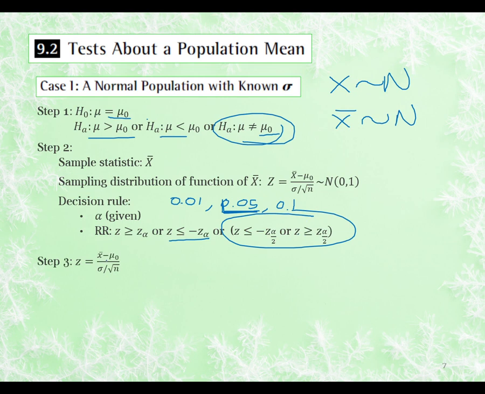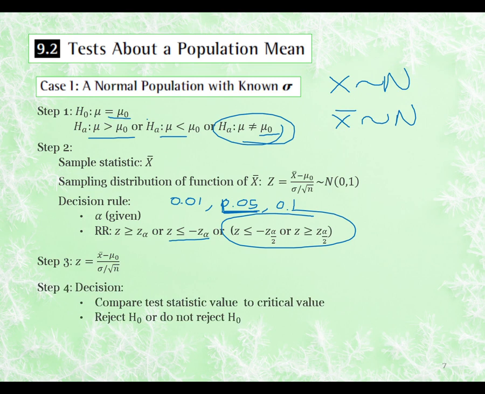Then we need to calculate our test statistic. So we've already spoken about this test statistic, how we're going to use it to make our decision. This rule is, of course, only based on what the alternative tells us. And then we do our calculations, and we can compare our test statistic to our critical value, and we can reject the null or we don't reject the null, and we make our conclusion.